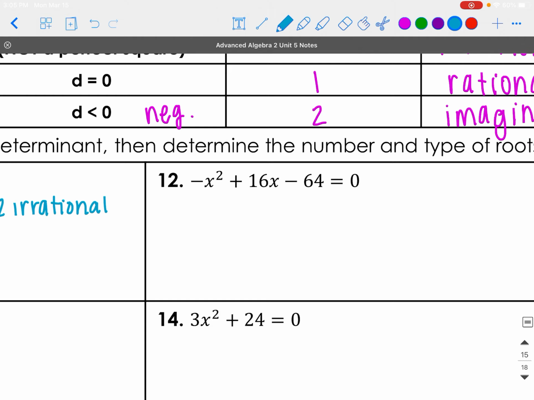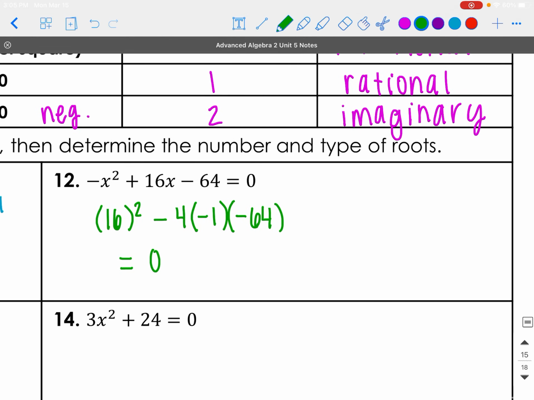Number 12, b is 16 squared minus 4 times a, or negative 1, times c, negative 64. That is 0. So when the discriminant is 0, that means that we have one rational solution.